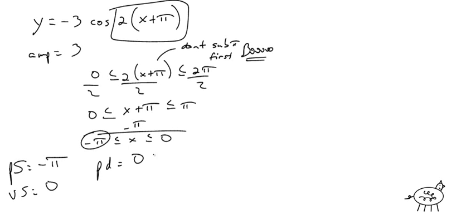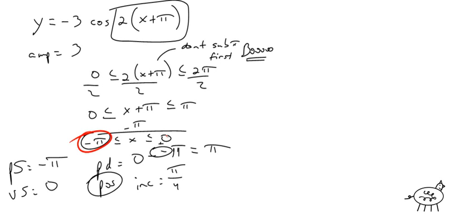Let's do the period now. The period is 0 minus negative pi, which is pi. Sometimes people make a mistake with subtraction. You need to understand the period is always positive. That's really important. So the period is pi, and our increment is pi divided by 4, which is just pi over 4. Remember, math fans, that's our starting point and that's our ending point.